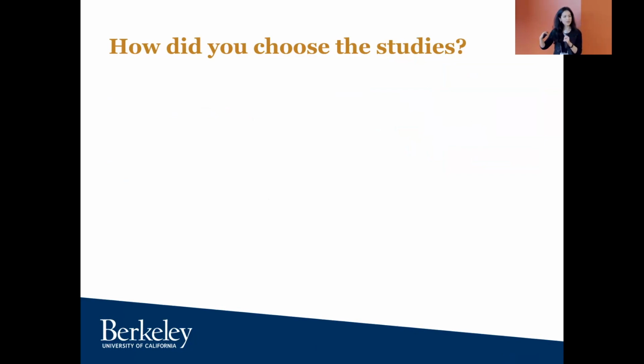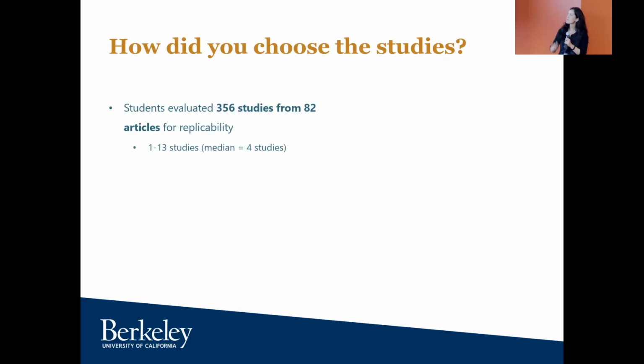So from all the papers, how do we choose the studies? Students read all 356 studies from the 82 articles. Papers had between 1 to 13 articles. Median was 4.